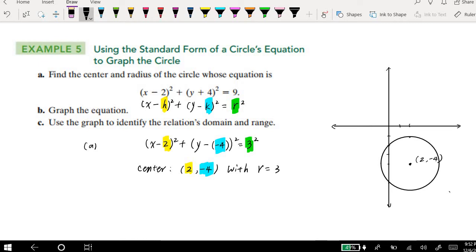So I can go ahead and just say this. Alright, I'm going to graph this. So that is my r equals 3.